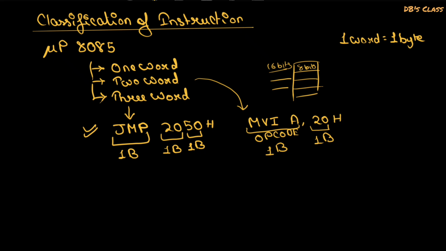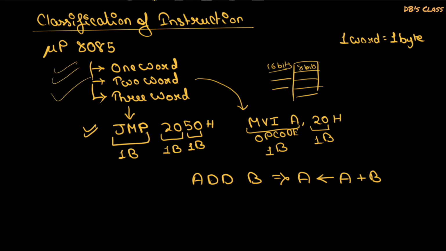There are also some instructions that take just 1 byte in 8085. Say for example ADD B. This basically means the accumulator has some data, and you have to perform addition of the content of the accumulator and the content of register B, and keep the result in the accumulator itself. So this is the difference between 1, 2 and 3 word or byte instructions.